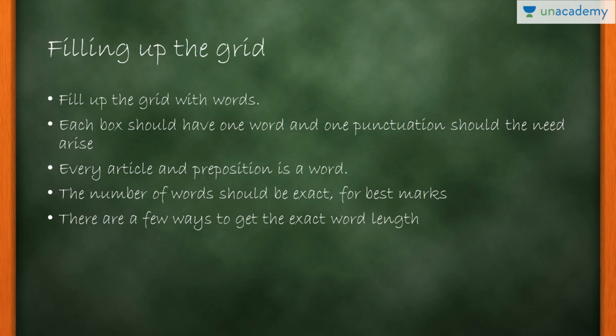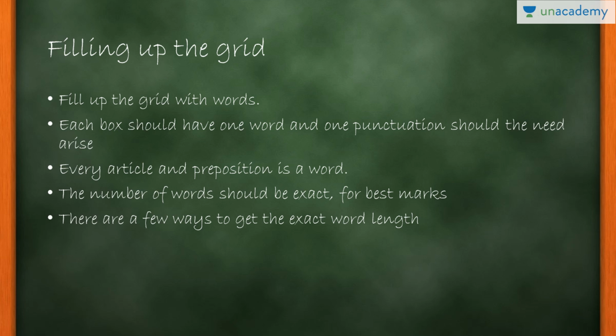Now, to fill up the grid, each box needs to have only one word, and if required, then one punctuation. Now, remember, this is a very common question that is asked. Every article and preposition, that is a, an, and the, these are separate words. You cannot have them together in one box. A similar rule goes for prepositions like to, of, whatever. All of them are words.